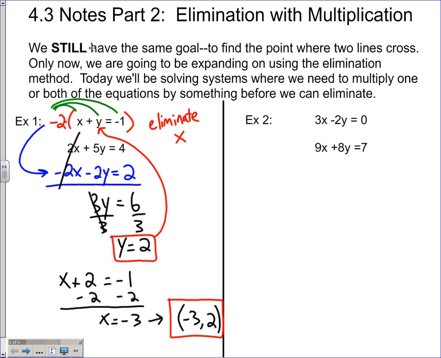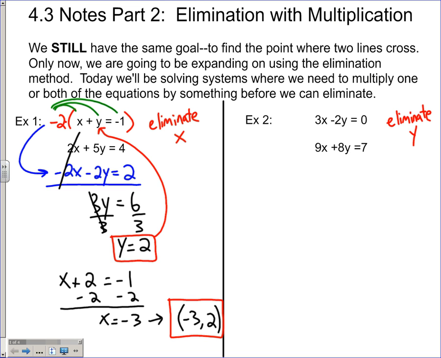So example 2, same process. I want to decide which variable to eliminate. In this case, I could eliminate x or y because in the second equation, both numbers are multiples of the numbers in the first. So 3 times -3 would give me -9, or -2 times 4 would give me -8y, and that would let me eliminate y. So since we eliminated x in the first example, let's go ahead and eliminate y, just to see if it works both ways.